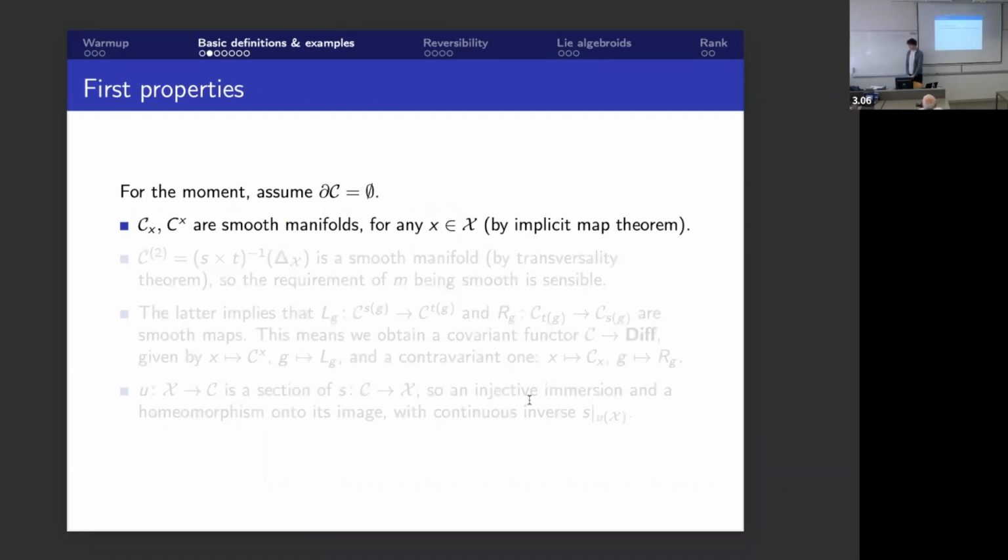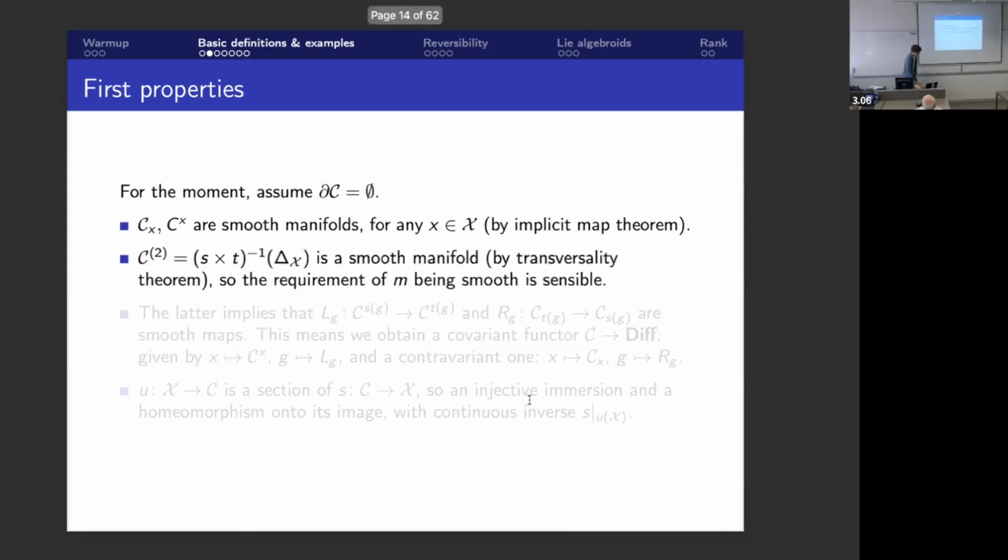So because of the assumption that S and T are smooth submersions, we immediately get, of course, that the source and target fibers are smooth submanifolds in the space of all morphisms. And this is by virtue of the implicit function theorem.